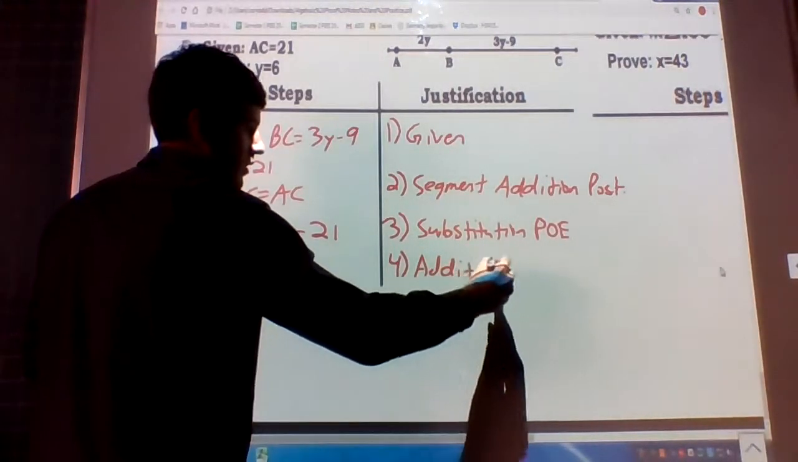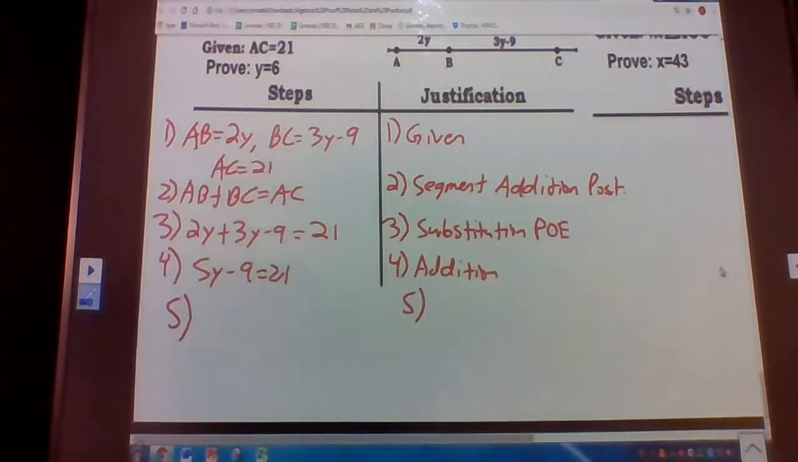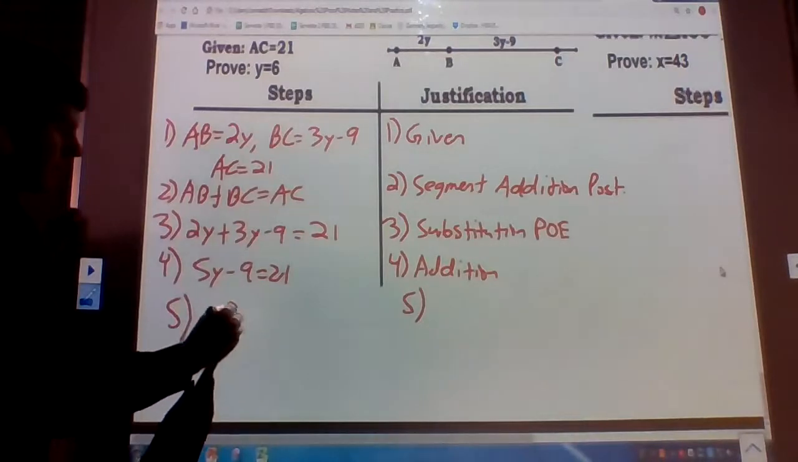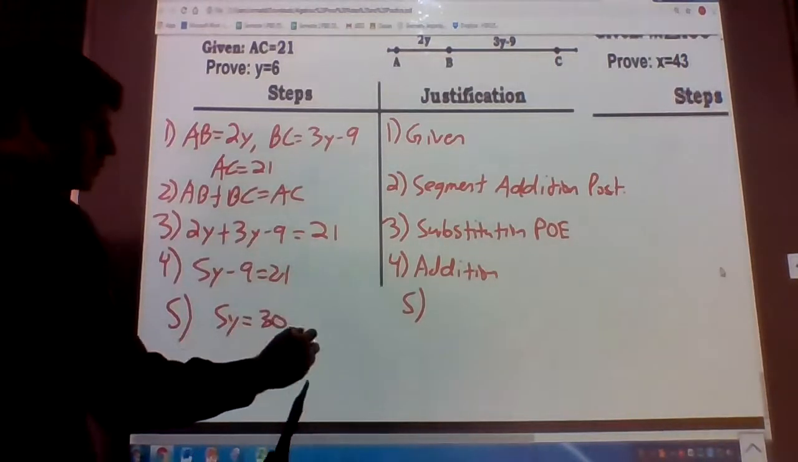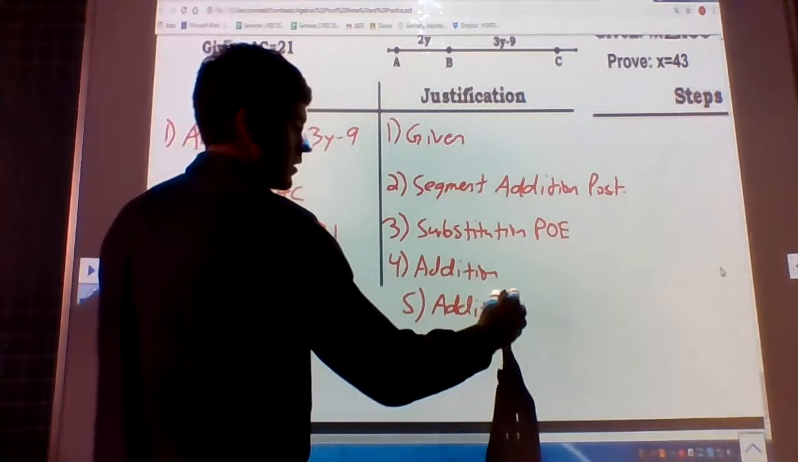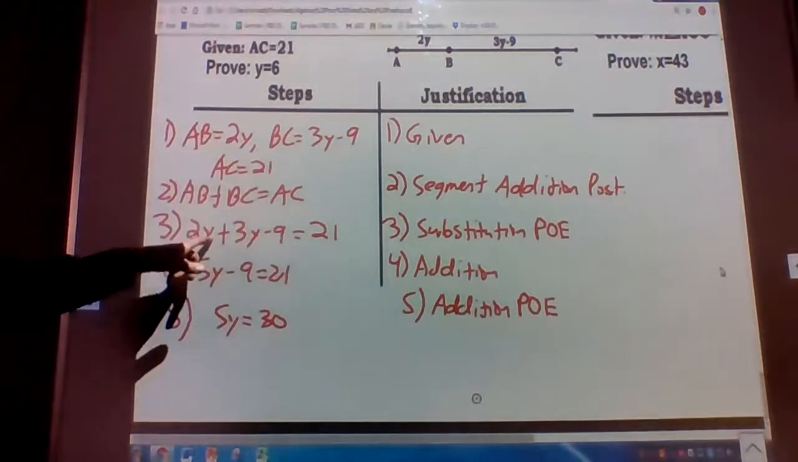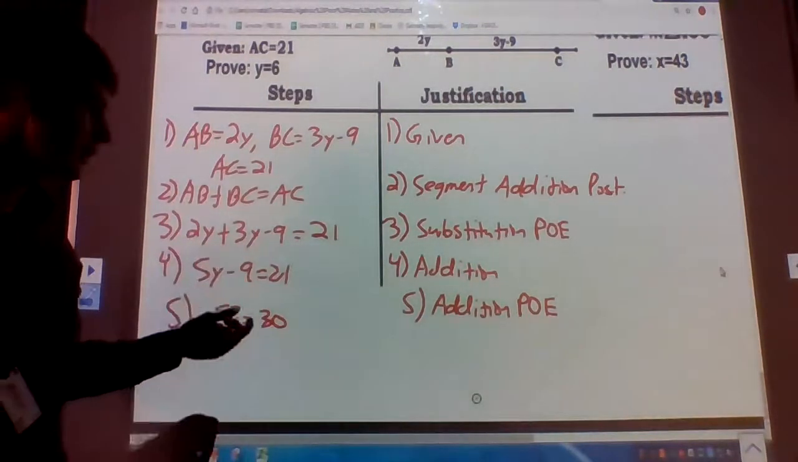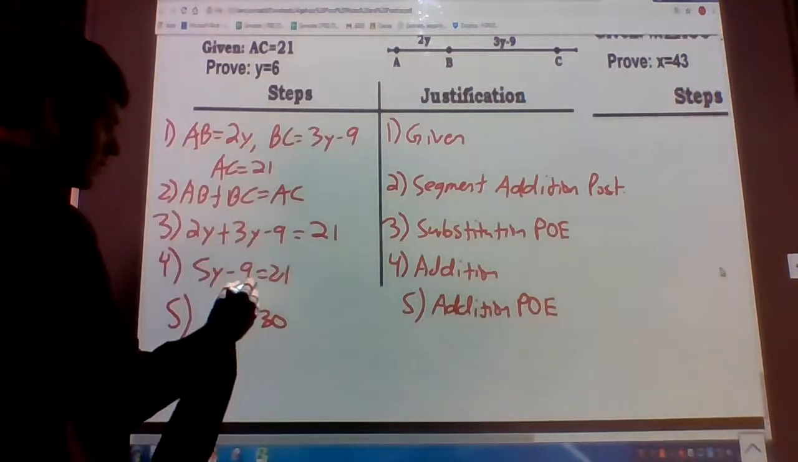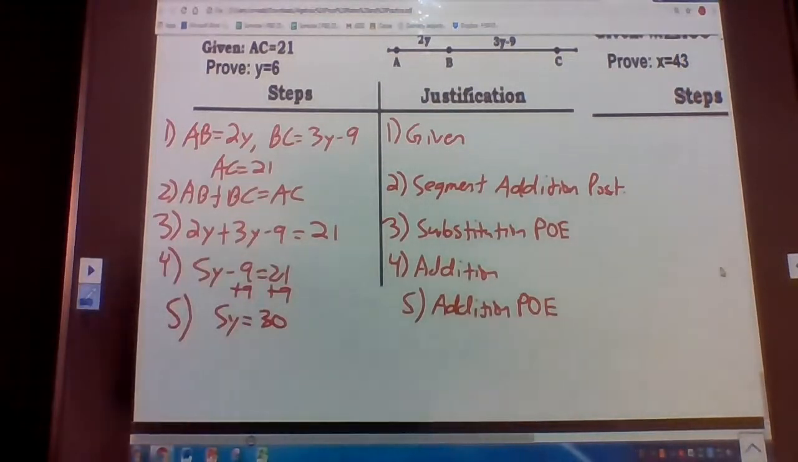Okay. We can add 9 to both sides, and we get 5y equals 30. So this one is the addition property of equality. Okay, note the difference here. This one we're just doing addition. We're adding 2y plus 3y on one side. Here we would be adding 9 to both sides. Since we're adding it to both, that's our addition property of equality.